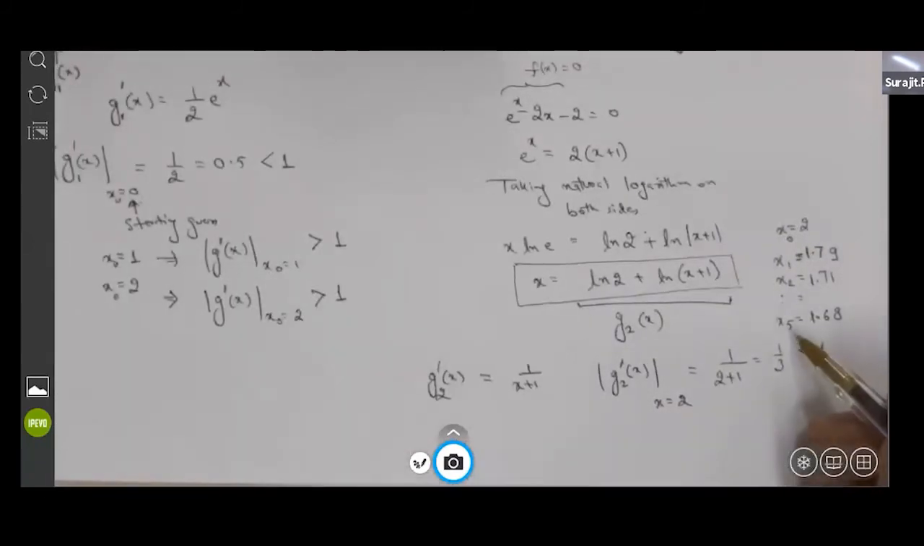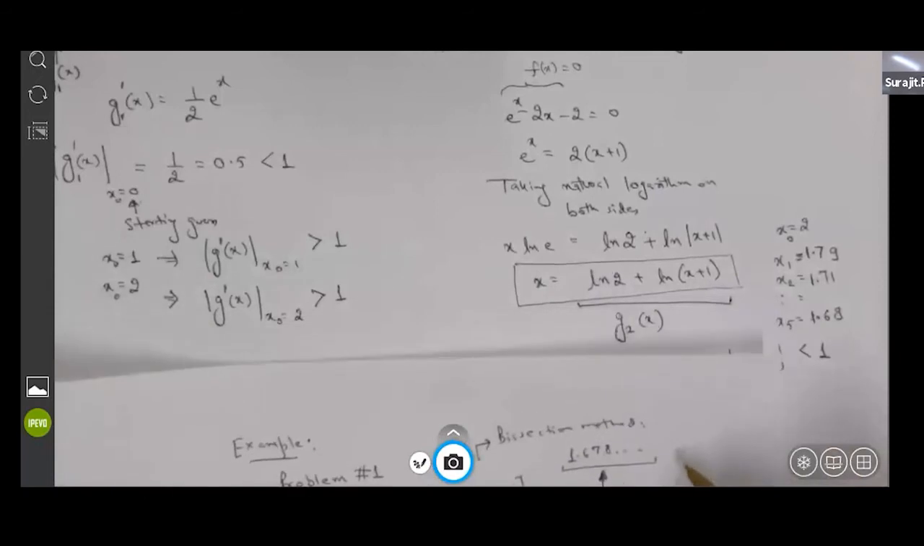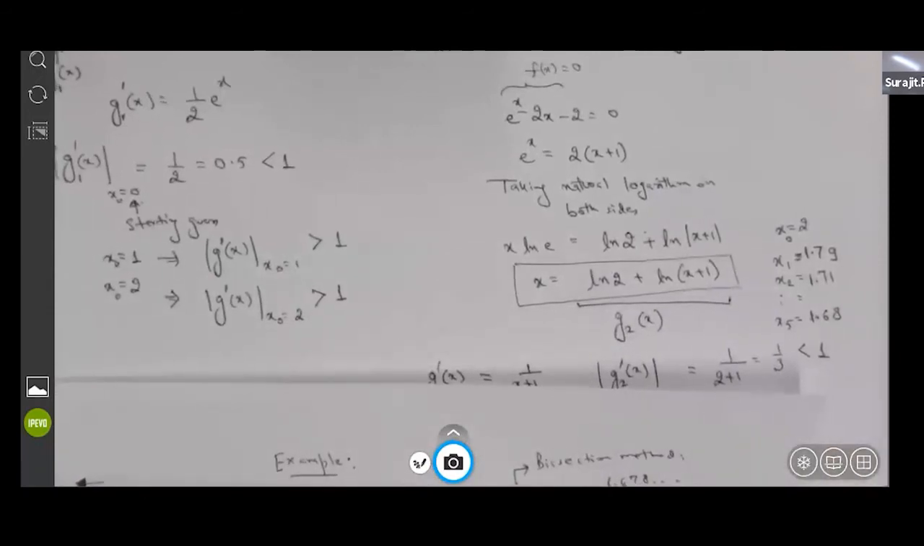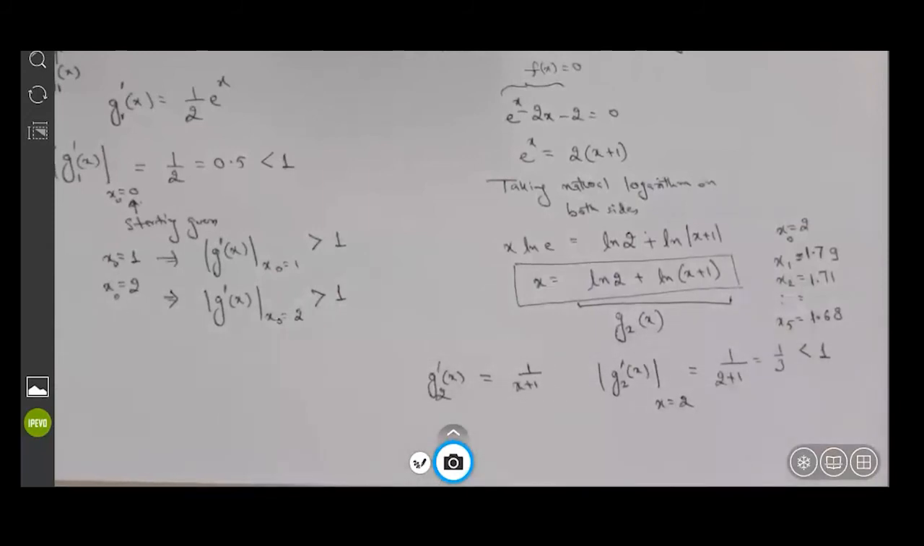Now, if you go to different x6, x7, x8, x9, and x10, you see basically it is converging towards this specific number, which is what you actually got using the bisection method. Did you see, guys, what I'm saying here?